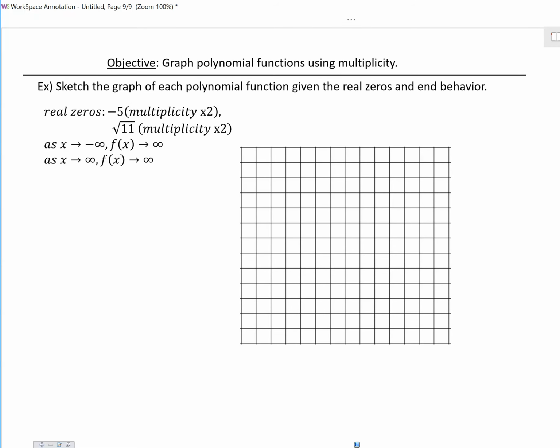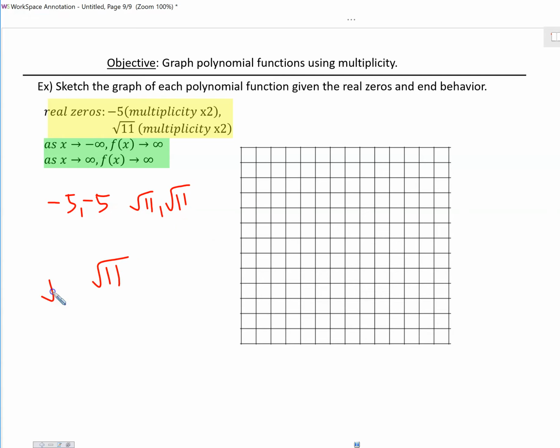All right, so for this one, we're now looking at our real zeros. We've got double multiplicity, so each of our zeros has multiplicity, and then we've got our end behavior here. We've got -5 twice, and then our square root of 11 is twice. We have to estimate our square root of 11.